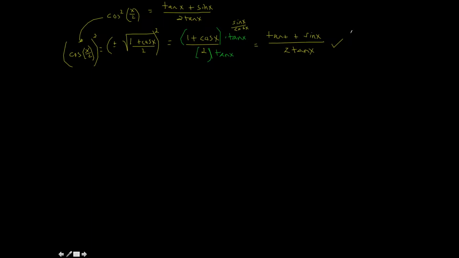Sometimes it's looking at what you need and manipulating. It's not always going to be some awesome substitution that makes it easy. Sometimes it's going to be just a matter of doing some algebra and manipulating and trial and error to get these identities. Okay, so here's another method.